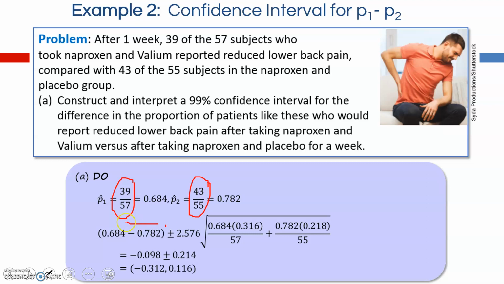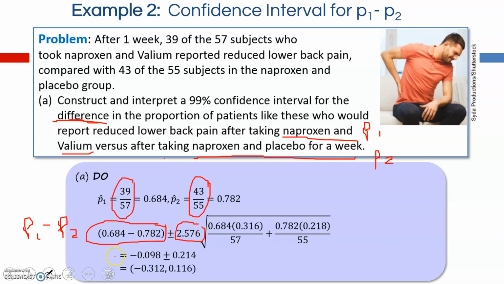All right, so remember that here, we define the interval as P1 minus P2. So the order does matter. And it says here we wanted the difference in the proportion of patients like these who would report reduced lower back pain after taking naproxen and Valium, which is our P1, and naproxen and placebo is our P2. So because they gave it to us in that order, we are going to put our P sub 1 first, 0.684 minus 0.782. All right, plus minus, our Z star is 2.576.